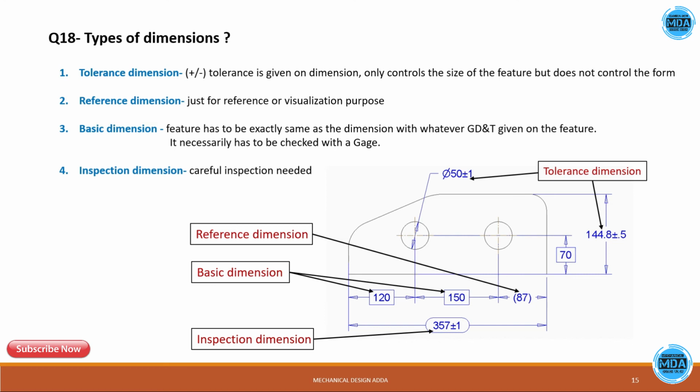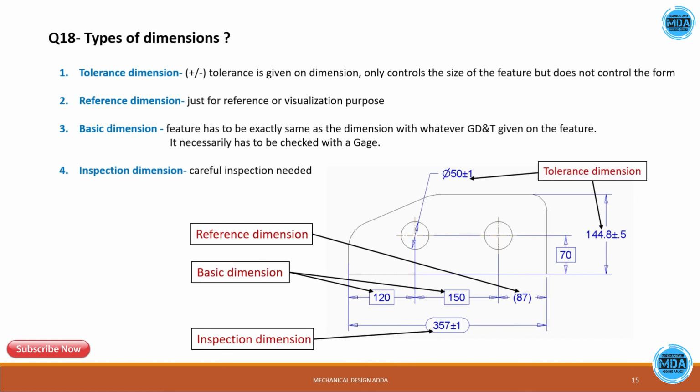The reference dimension we show in brackets for reference and visualization purposes only. They don't need to be checked. Suppose while working on the drawing you have completely defined the component, but you want to show some extra dimension for reference purposes. At that time the dimension must be in brackets, because you are providing the extra dimension to the inspection for reference and visualization purposes only.